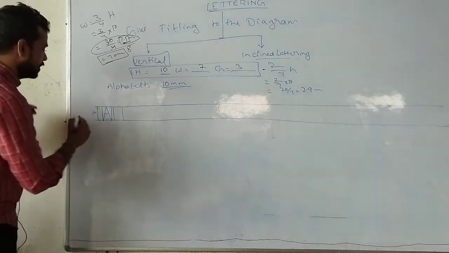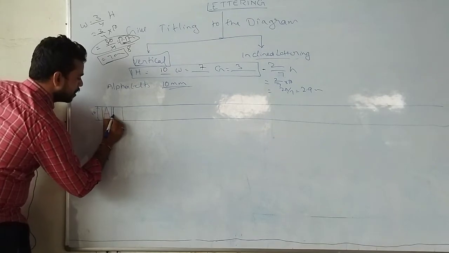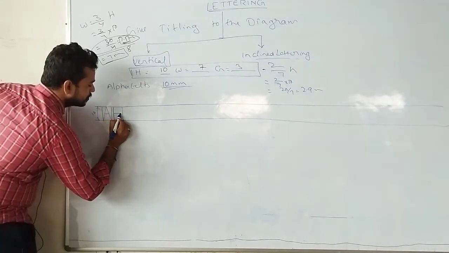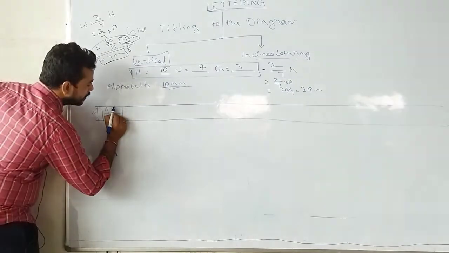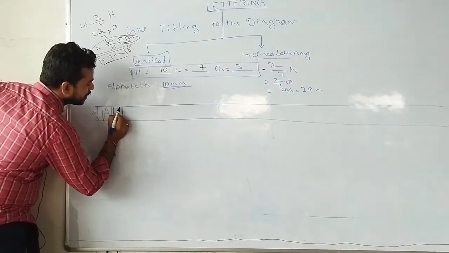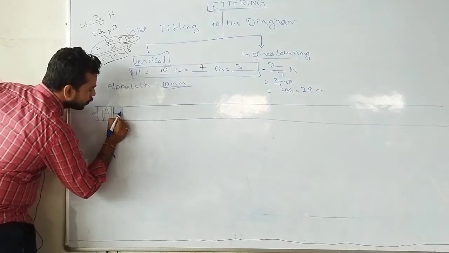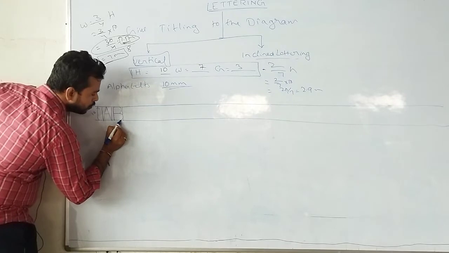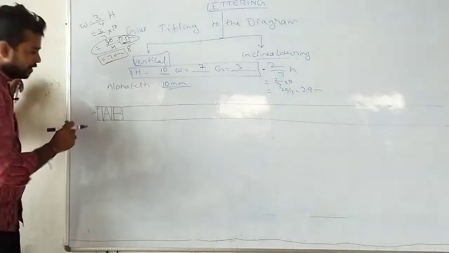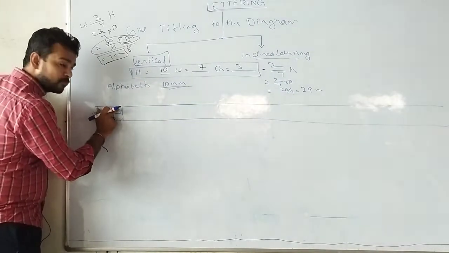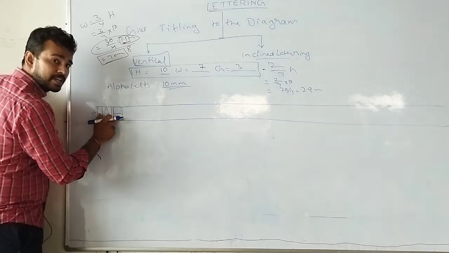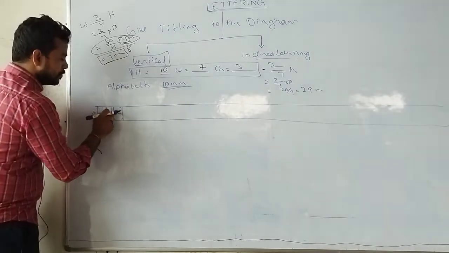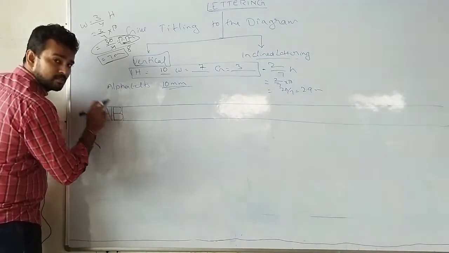Now, how to draw B? First draw a 10 mm line. Next, at 5 mm, draw this one. Then draw it like this and close the curve. But the bottom one should be bigger. See here, there are two curvatures. The top one is smaller and the bottom one is bigger. This is the indication of how you need to draw lettering. This is B, this is the smaller one, this is the bigger one.